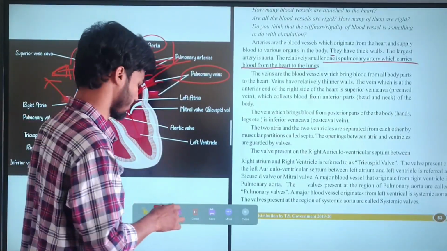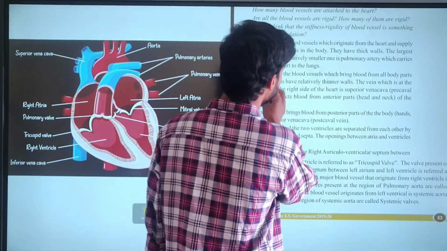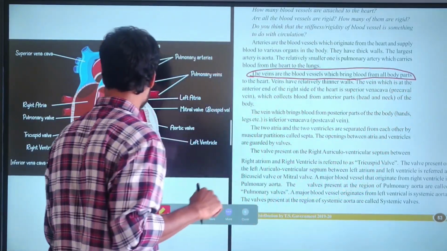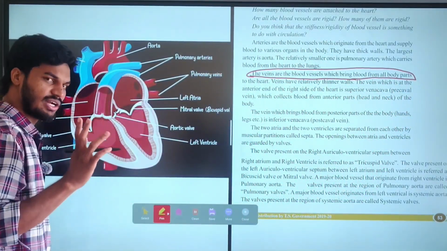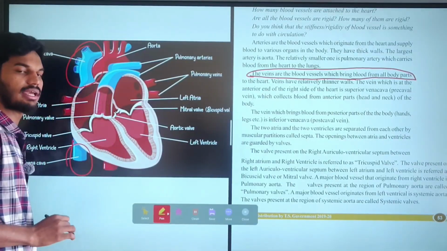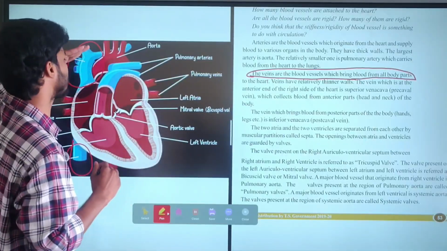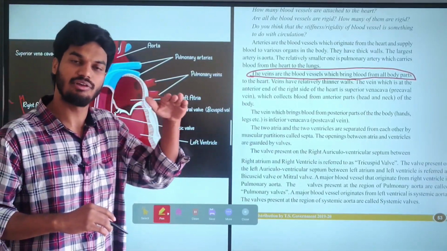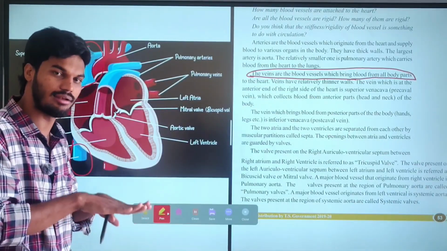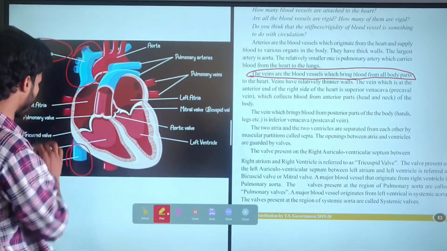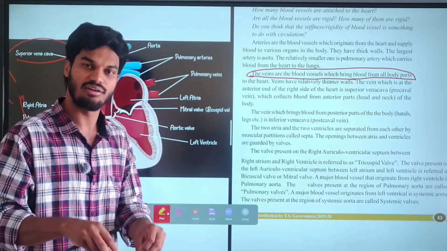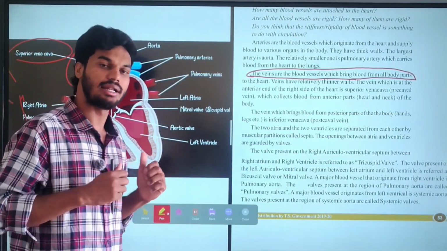Next, veins are the blood vessels which bring the blood from all the body parts. The veins are classified into two categories, that is superior vena cava and inferior vena cava. Superior means the upper side, at a higher region, and lower we call inferior. The superior vena cava and inferior vena cava carry the deoxygenated blood from the body parts and reach the heart.